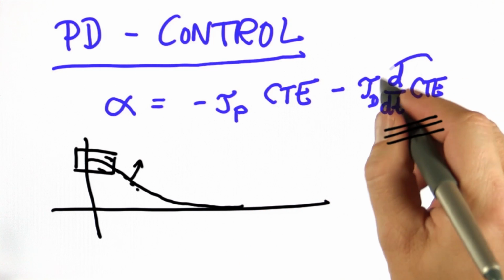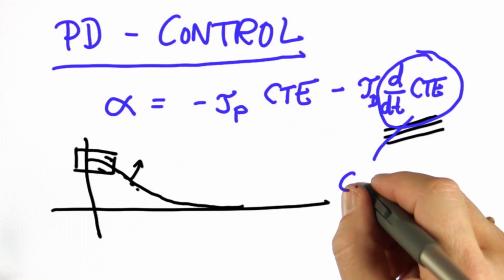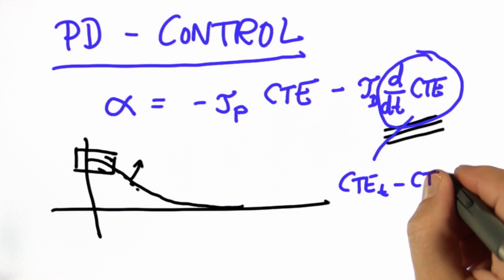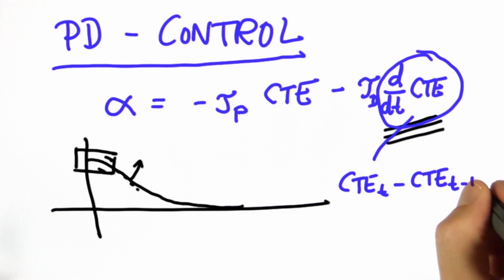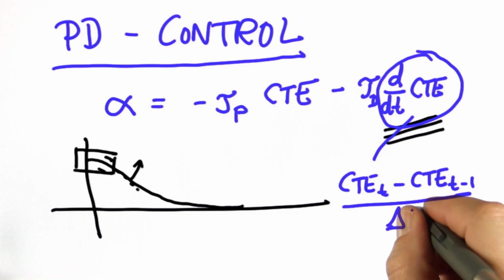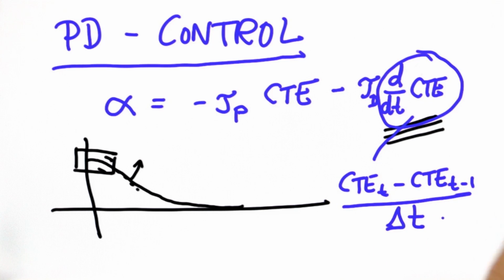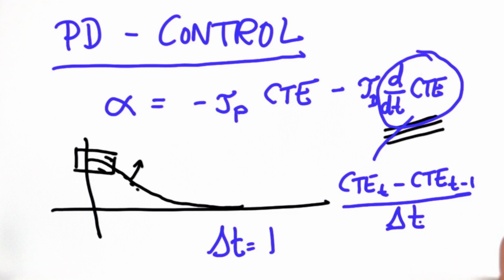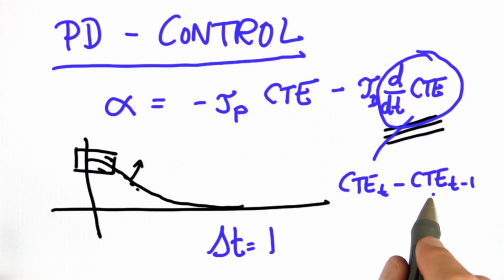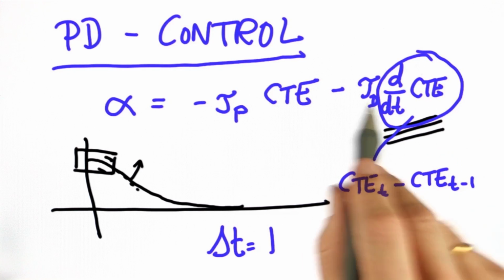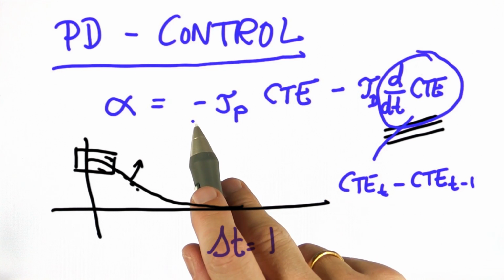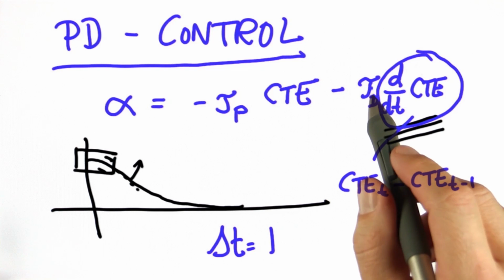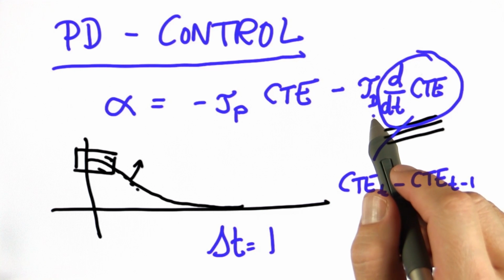How do you compute this derivative over here? Well, at time t, this is the same as the cross-track error at time t minus the cross-track error at time t minus 1, divided by the time span between t and t minus 1. In our code, we assume delta t equals 1, so we can omit this. So the difference of the current cross-track error and the previous one is this term over here. And we now control not just in proportion to the error itself, but also to this difference of the error using a second constant tau d.